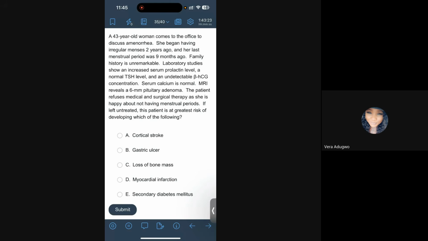Do you think A is the right answer? No. Cortical stroke is not the right answer. So what would be the right answer in this case? Loss of bone mass. Why is C the right answer? Osteoporosis, because there is decreased GnRH, and when GnRH is less, estrogen is going to be less. So they love pituitary adenoma very much.